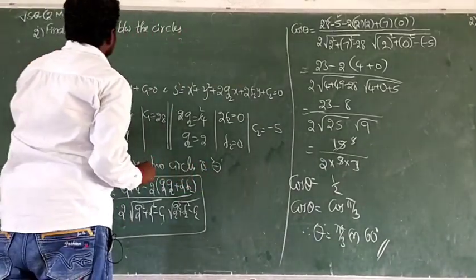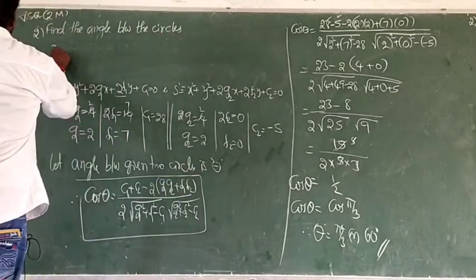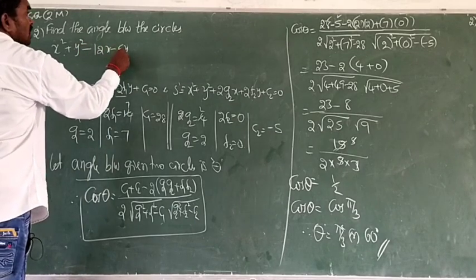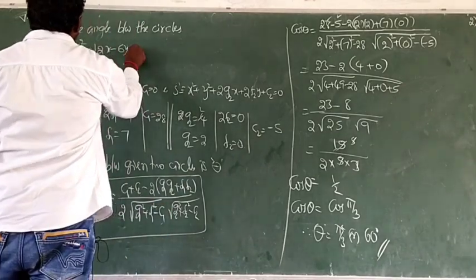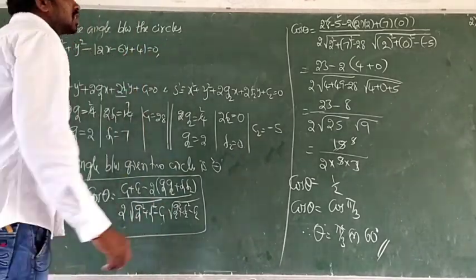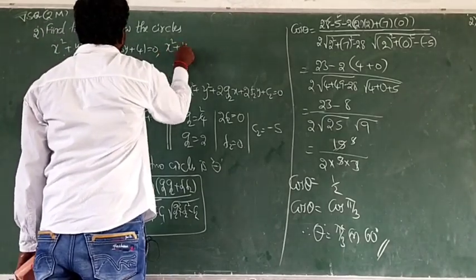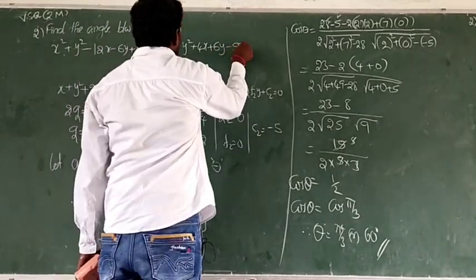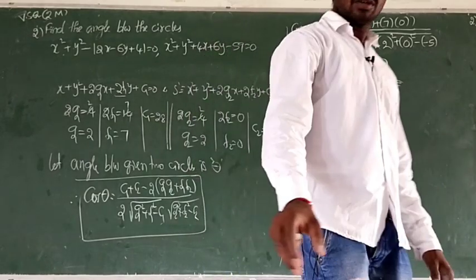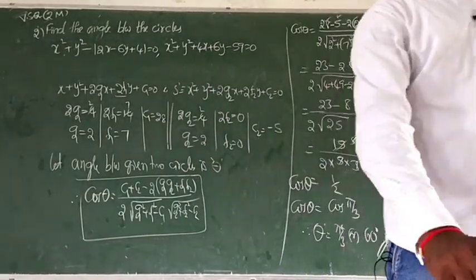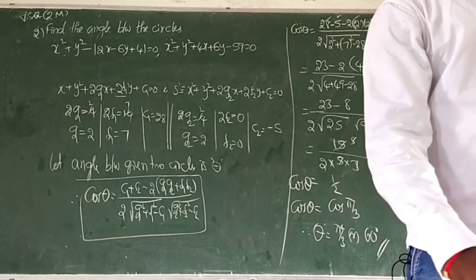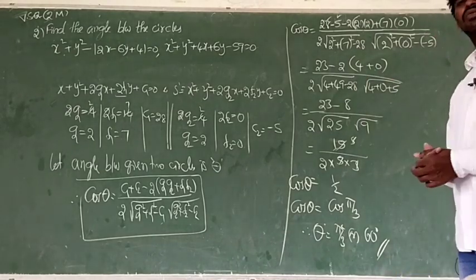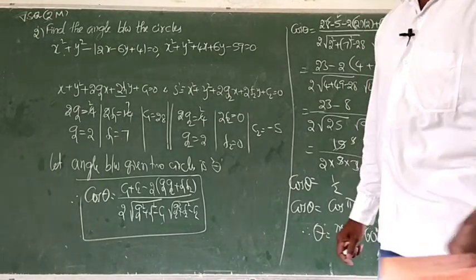I just give you, you do it: x square plus y square minus 12x minus 6y plus 41 equal to 0, and x square plus y square plus 4x plus 6y minus 59 equal to 0. Can you solve this question? Same process. The answer you get is 1 by root 2. Answer is 1 by root 2 means 45 degrees. Very good. Okay.